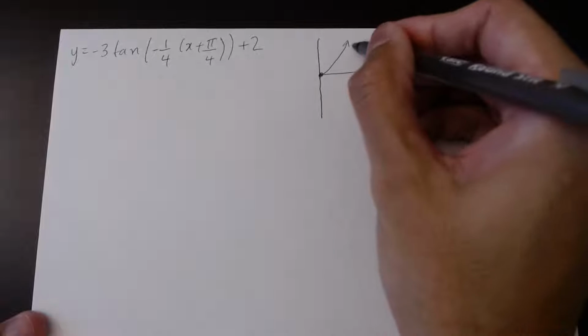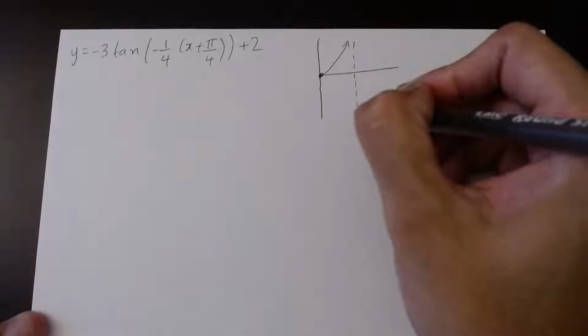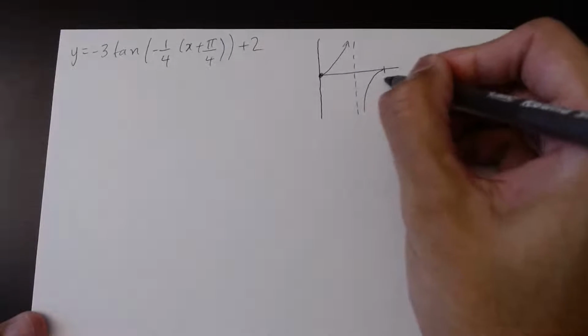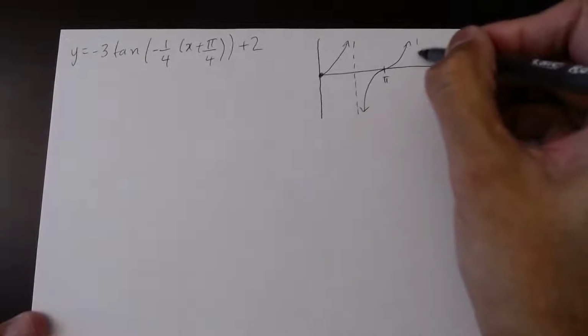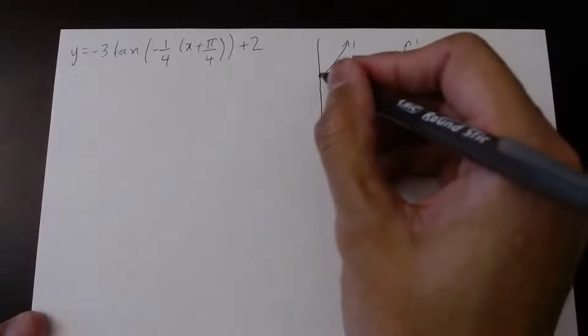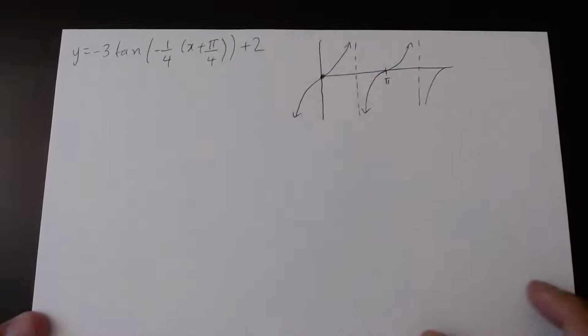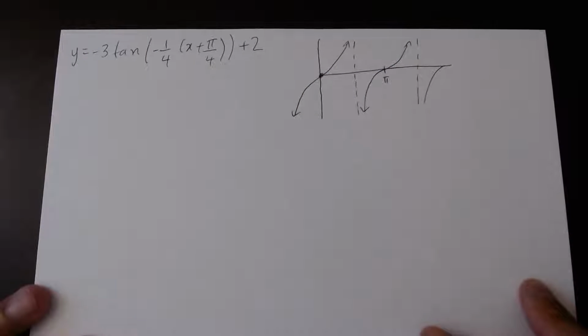So a tan graph just looks like this. That's one cycle right there. That's pi. Then it continues on forever in both directions. Extend a bit on this side as well. So that is what a tan graph looks like.